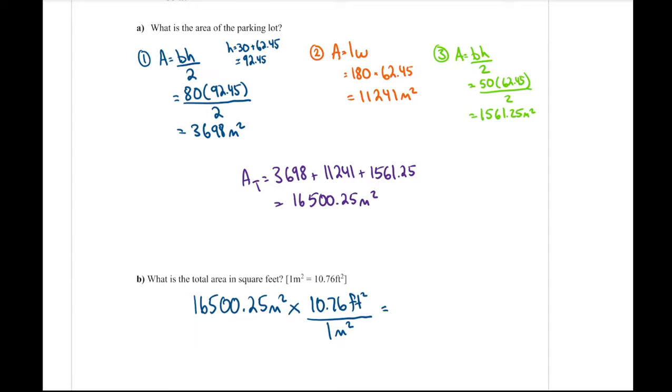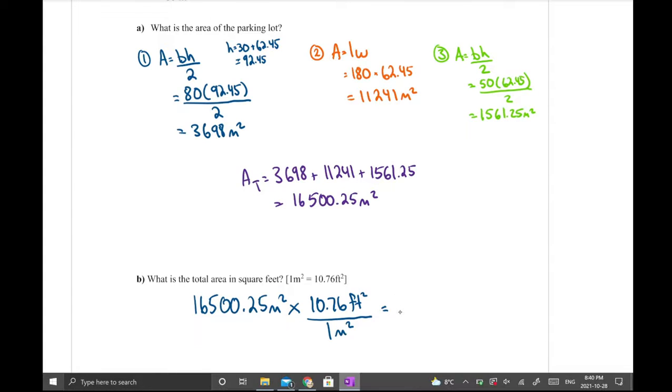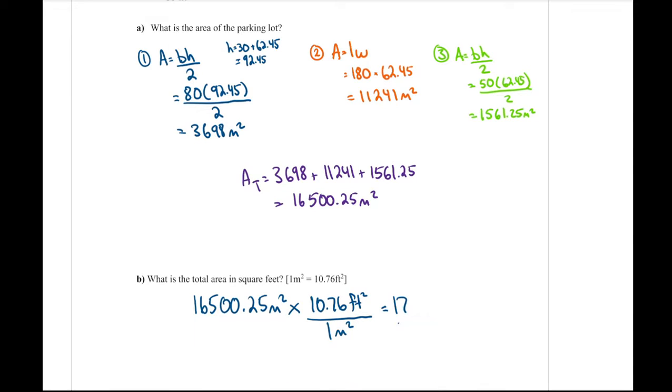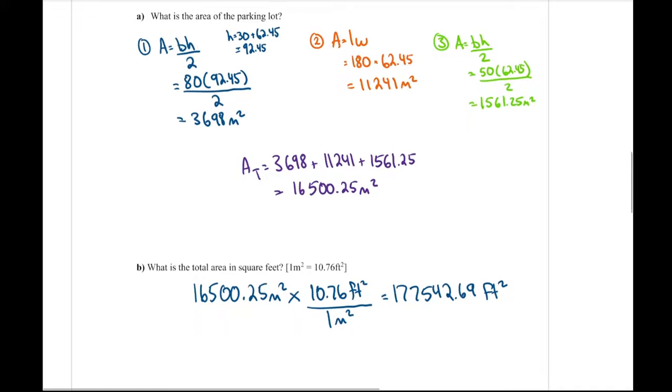16,500.25 multiplied by 10.76 gives me 177,542.69 feet squared. So quite a large number of feet squared, which does make sense because a meter is larger than a foot.